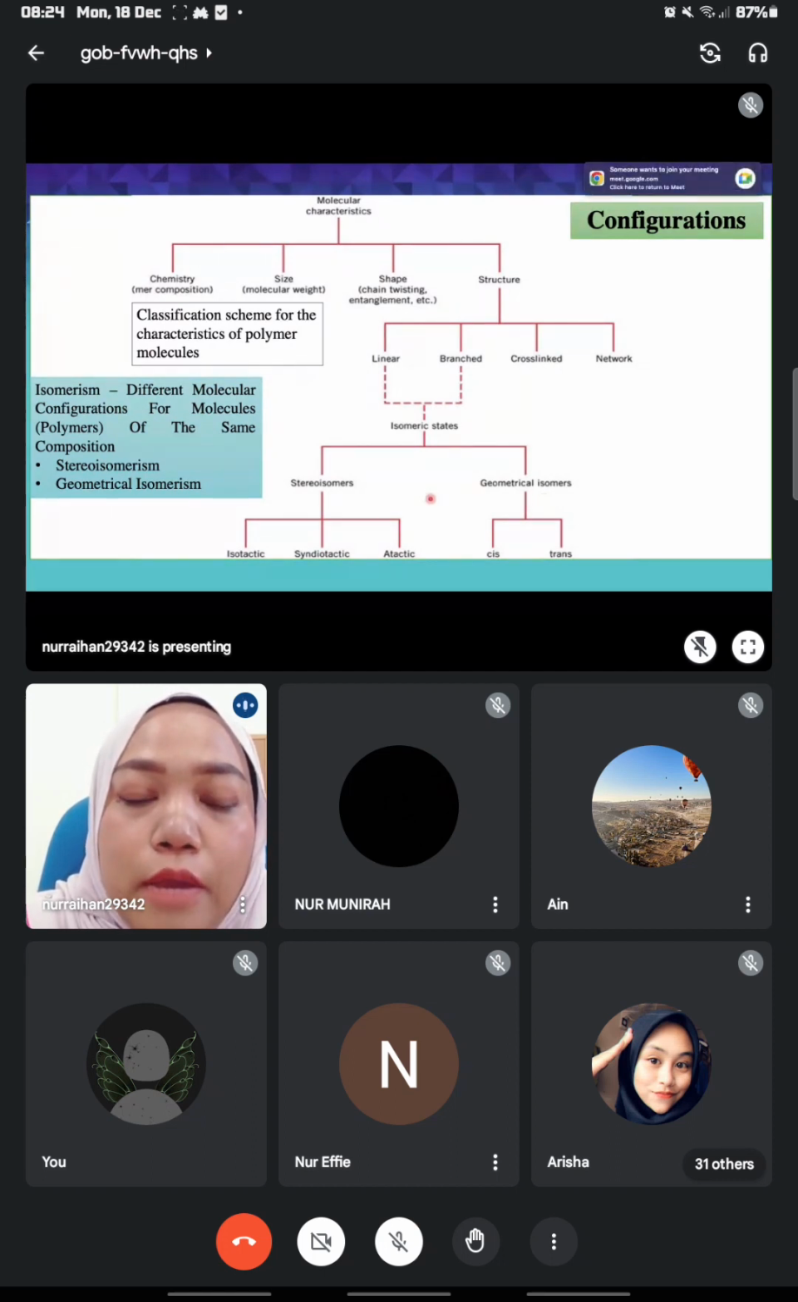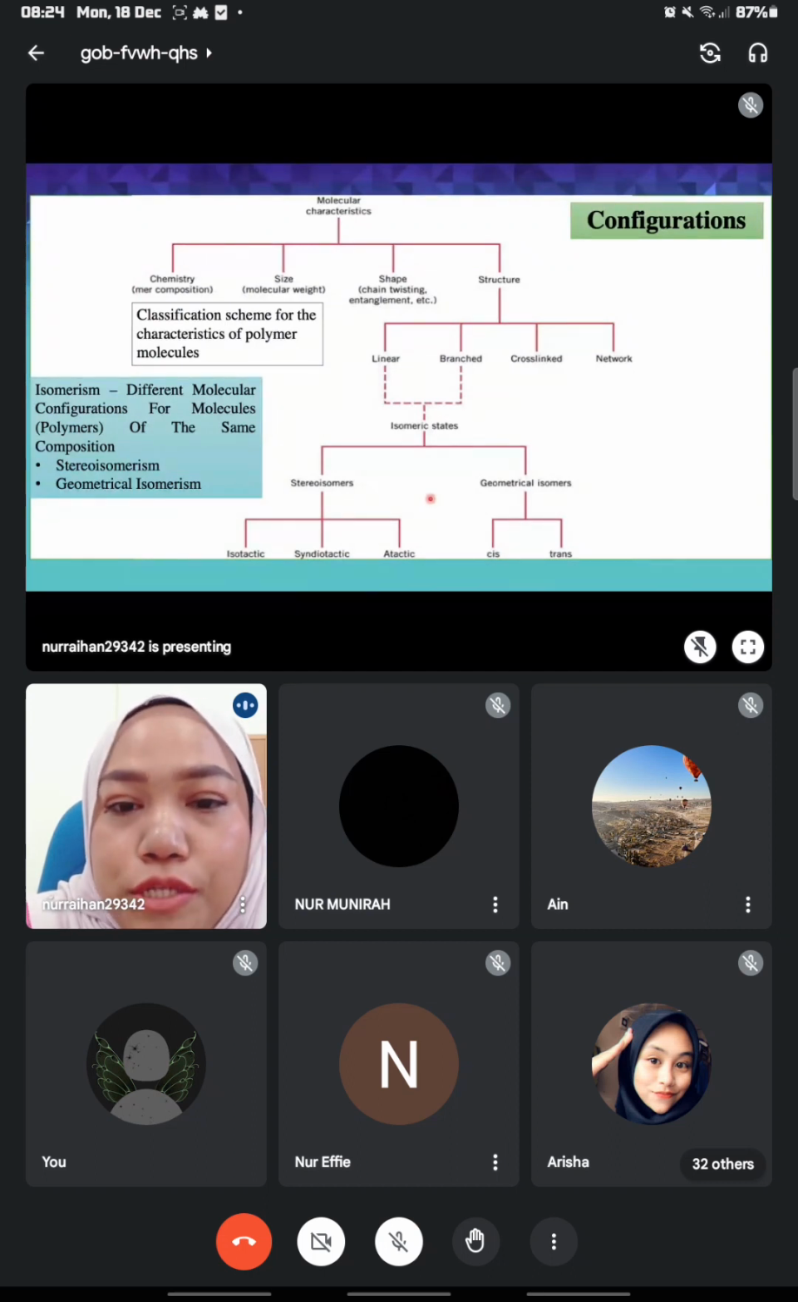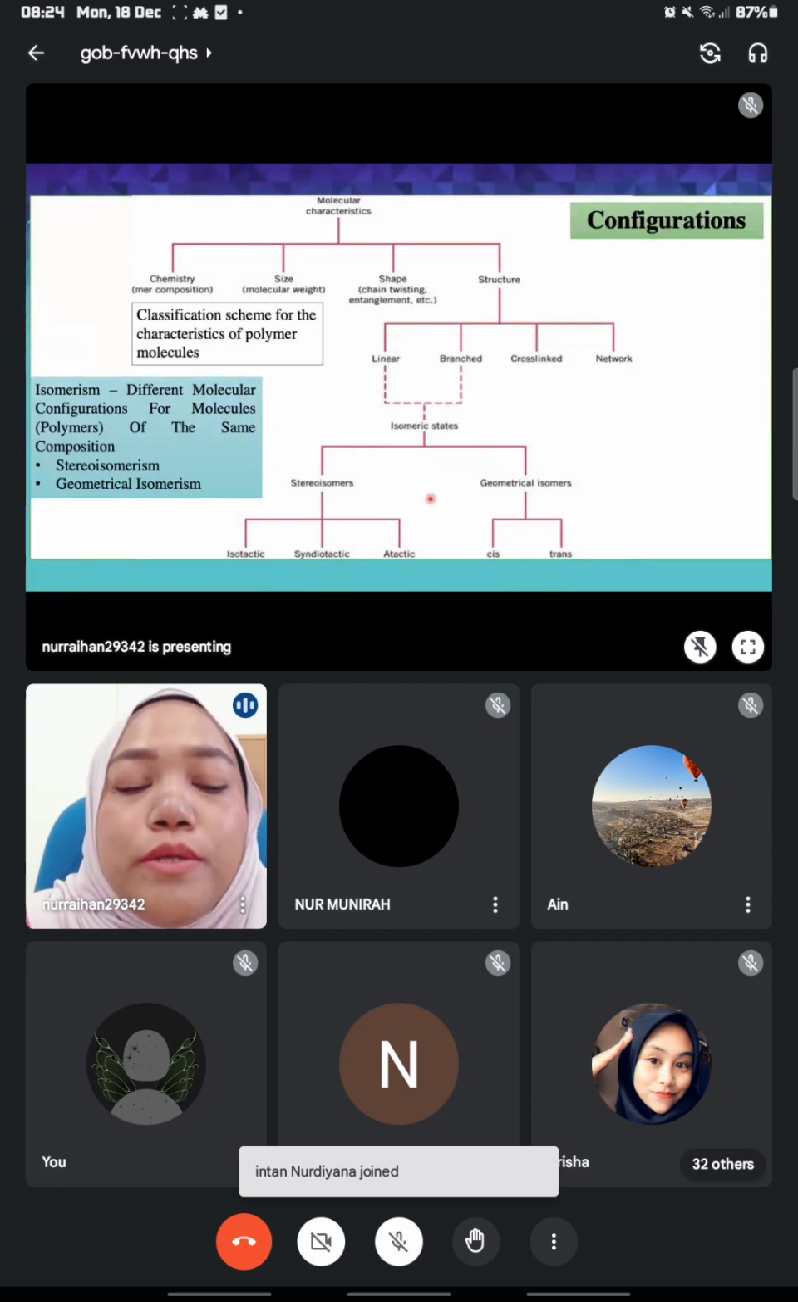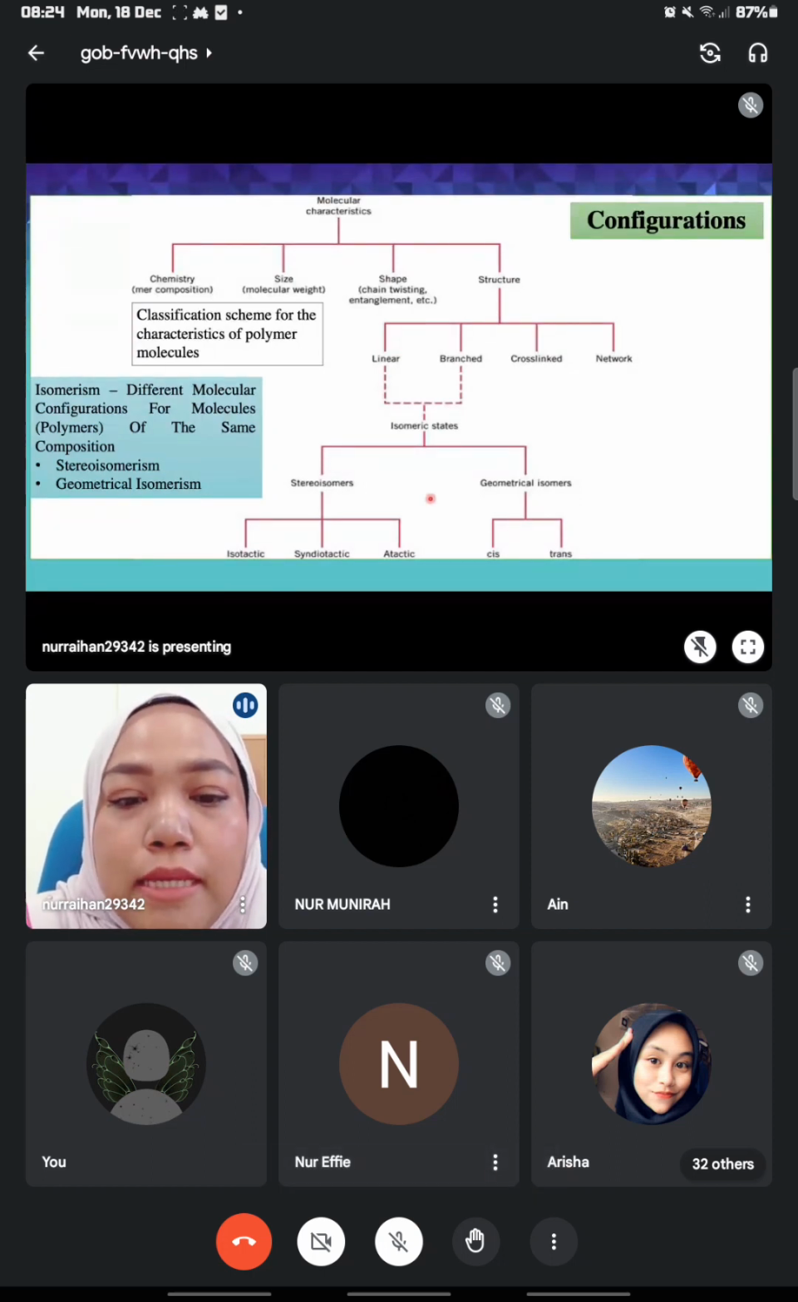For the stereoisomers, it is about the arrangement of the functional group, the arrangement of the pendant group that is attached to the polymer. There are three, which are the isotactic, syndiotactic, and also the atactic. These stereoisomers occur in the single bonding. Let's say you have PVC, you have polystyrene, polypropylene.